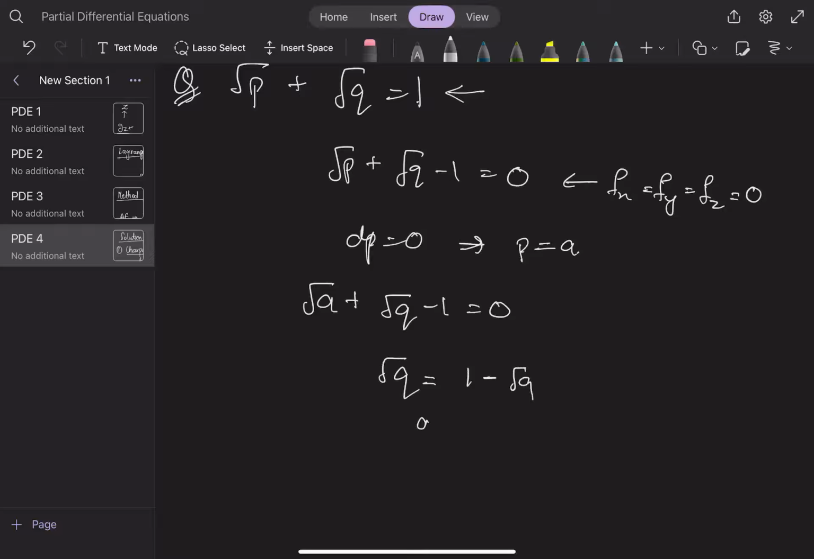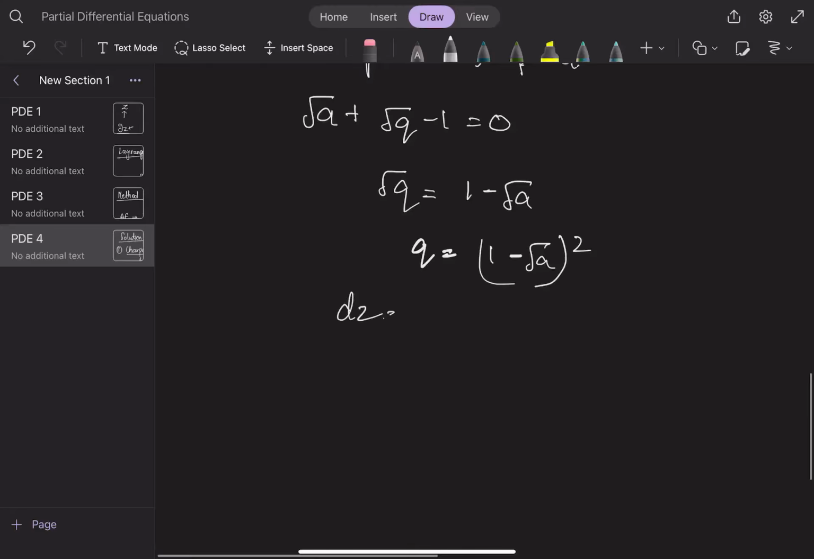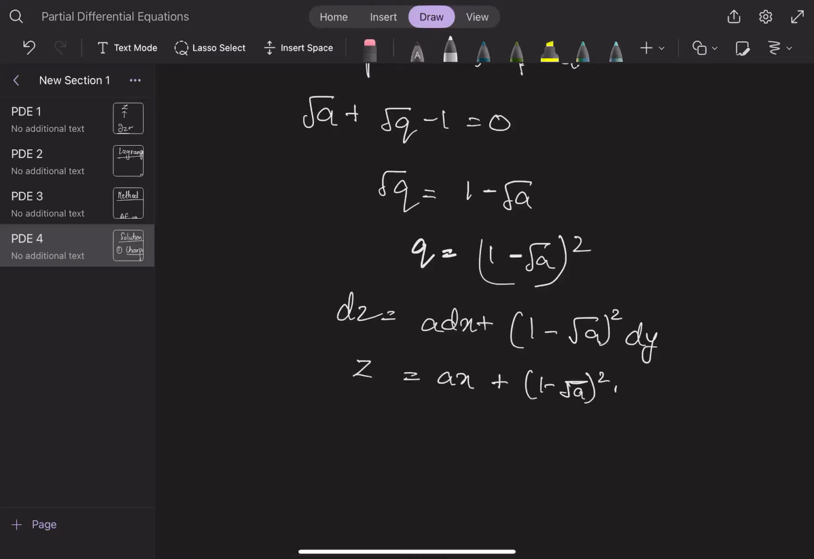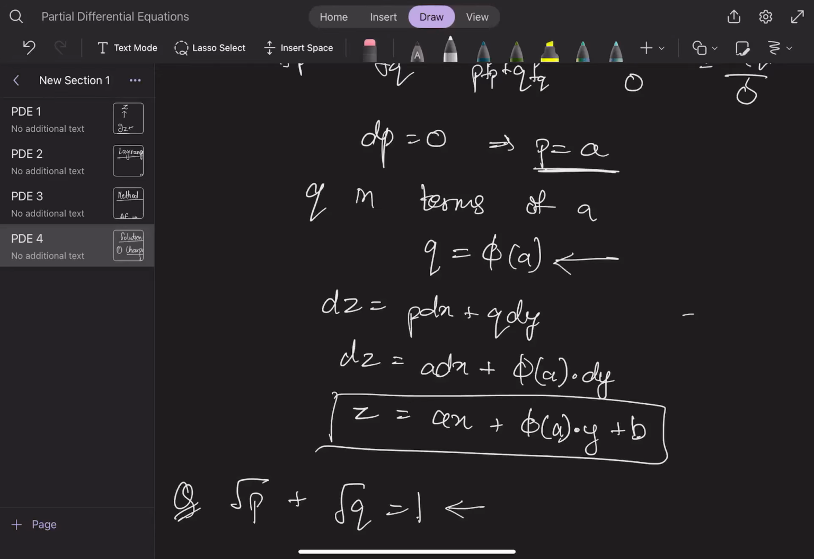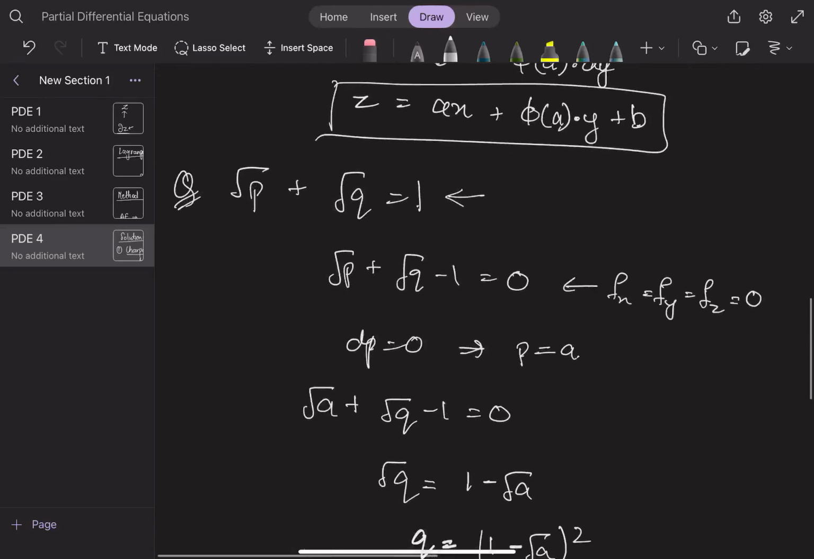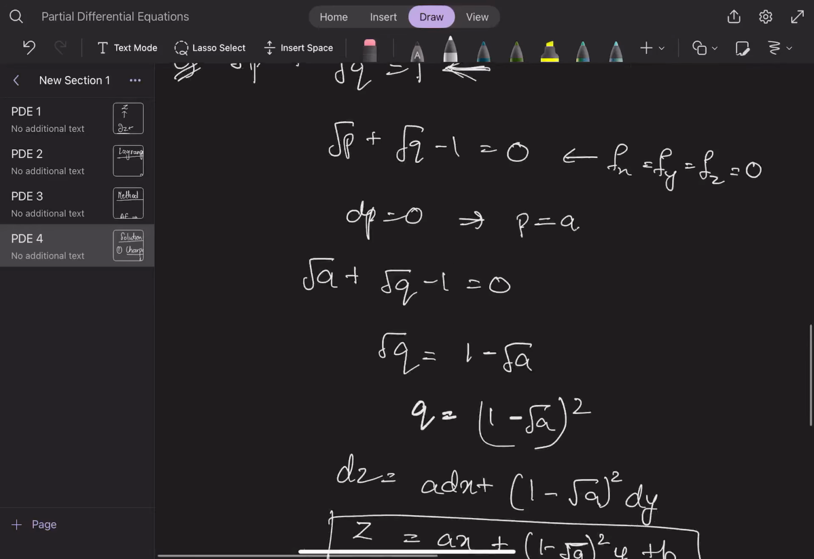So q becomes 1 minus root a whole square. So dz is equal to a dx plus 1 minus root a whole square dy. Let's integrate. You get z is equal to ax plus 1 minus root a whole square times y plus b. This is the answer. Here I have just taken an example where we just wrote it as phi, but in the actual question you can just plug it into the original equation and you'll get q in terms of a.